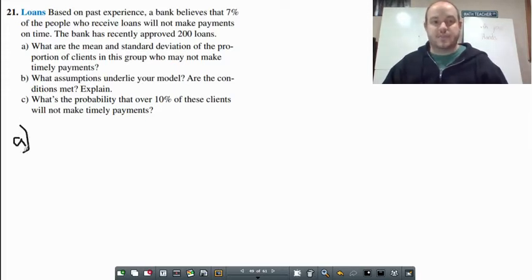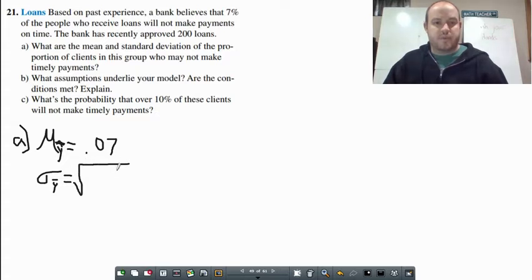So if I am looking at this in a real life situation, 200 people approved for loans, we're going to say 7% of them is the expected mean. So what would the mean and standard deviation be? We know that the mean of this sampling distribution should just be our 0.07. And the standard deviation of our sampling distribution would follow our formula, the square root of p times q divided by n.